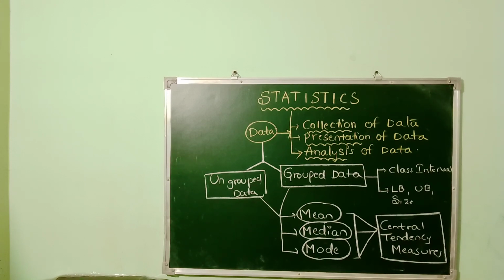Next, whatever the data may be, it must be analyzed in three different ways. In the basic introduction, I already told you that data must be collected, data must be presented, and data must be analyzed. Coming to the analysis part, the data can be analyzed in three different ways. The three different ways are nothing but mean, median, and mode. So these three are the different ways in which the data is analyzed.